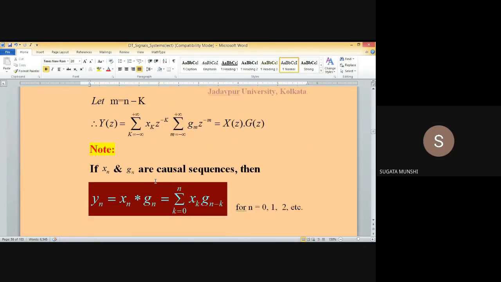Now, if x[n] and g[n] are both causal sequences, then this summation, instead of extending from minus infinity to plus infinity, should extend from k equal to 0 to n. The same thing you observed in case of the convolution integral, isn't it? Convolution of two continuous time signals. In the expression for the convolution integral, the integration was performed from 0 to t. Here it's 0 to n, the current sampling instant.